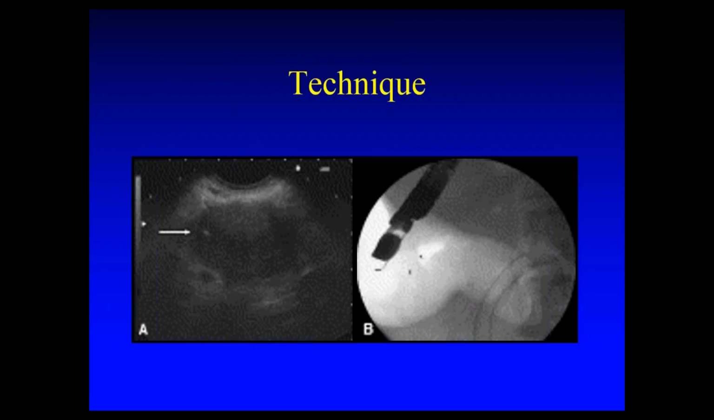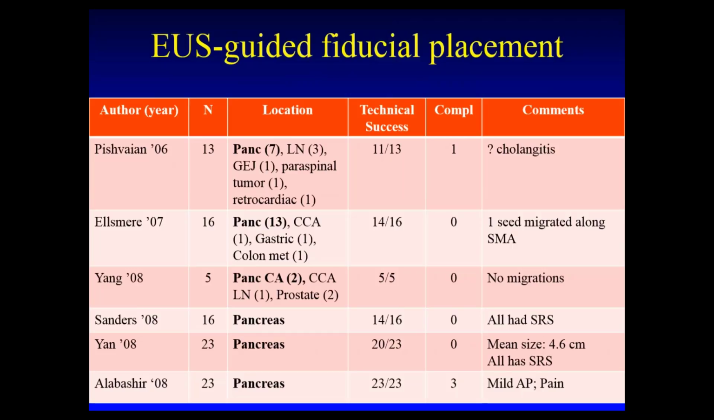On the left is an example of a fiducial placed under EUS guidance. You see this bright area here within a pancreatic mass. On the right, you can see that 3 fiducials are being placed inside a pancreatic lesion under fluoroscopic guidance. So initially, when you start doing this, you can use both EUS guidance and fluoroscopic guidance, just to confirm that you are in the right area. There have been numerous studies showing that this EUS-guided fiducial placement technique is feasible and safe.